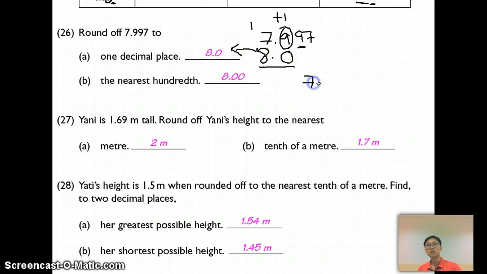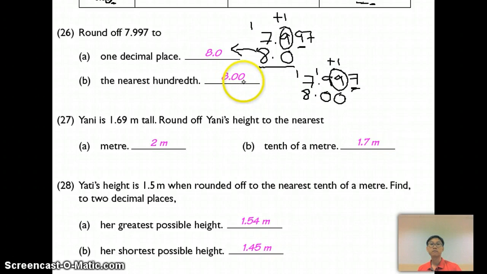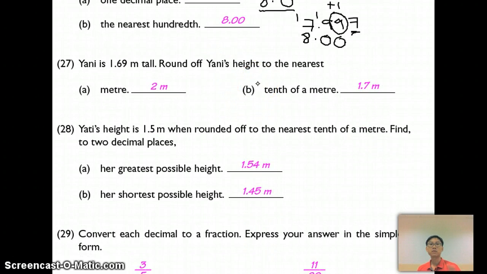So let's try again. 7.997, nearest 100th place is here. Underline this. Again, 7 is greater than 5, so I plus 1. 1 plus 9 is 10. Decimal point here. 7 plus 1 is 8. So 8.00. Remember, what is circled and in front must be kept. Whatever is behind will be thrown away. Therefore, your answer is 8.00. For question 27, just apply the same concepts. You should be able to do it.